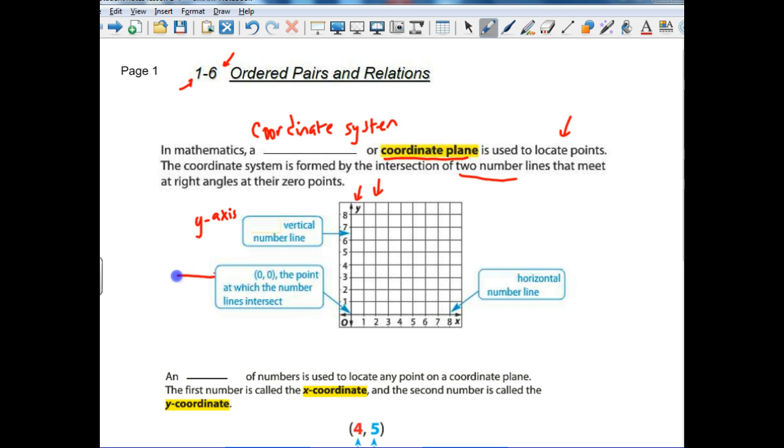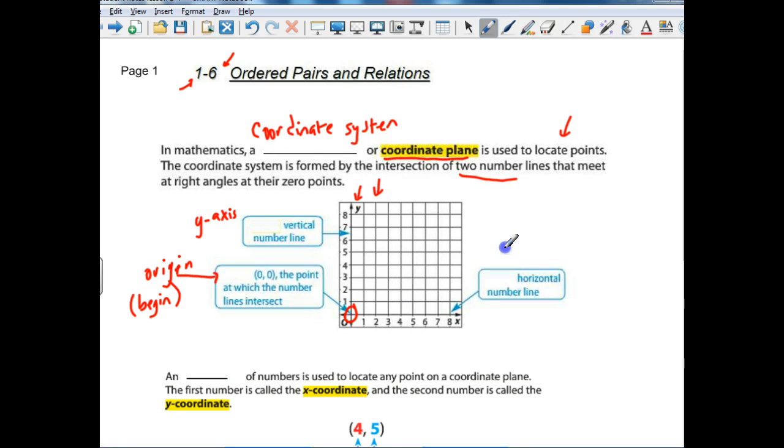In this blank right here, the 0, 0 point, which is right there, they call it 0, 0. We call that the origin. O-R-I-G-I-N, okay? An origin is basically the place of beginning. You always start at the origin when you plot points, which is what we're learning here.